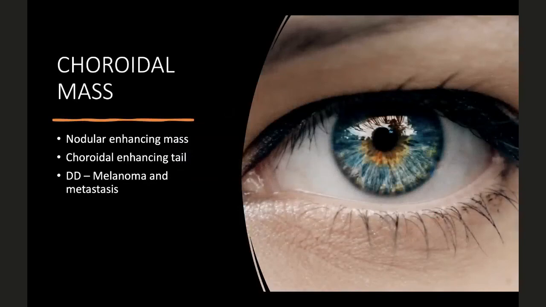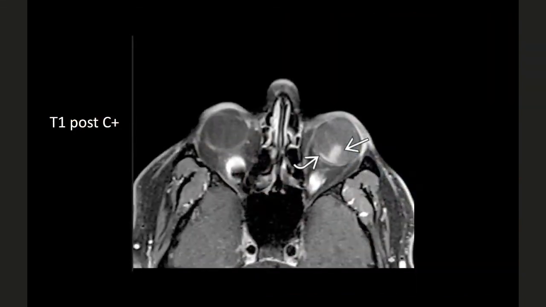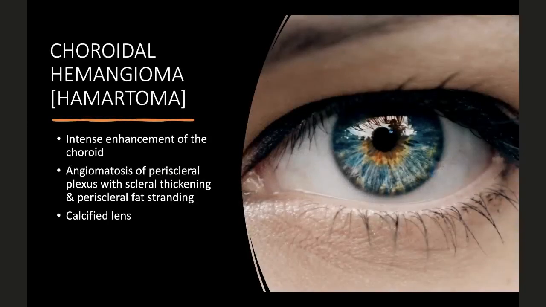And this is another choroidal mass. And of course, the differential is again melanoma and metastasis. If it's a choroidal mass, I'm looking for this cute little choroidal tail, okay. And choroidal hemangioma, it's a hamartoma. It's intense enhancement of the choroid. It's an angiomatosis of the periscleral plexus with scleral thickening, and it has some fat staining. So watch out for those.